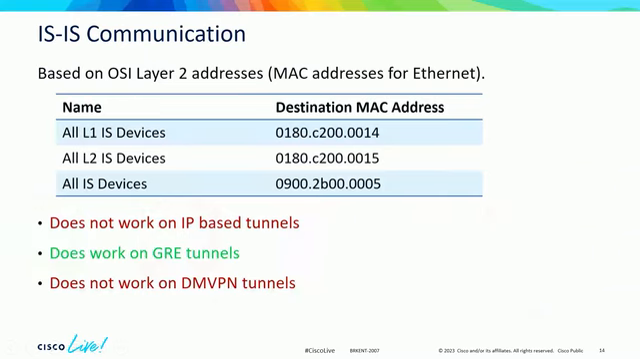So we talked about it being a layer 2 communication protocol. This is just some of the destination MAC addresses that we use with communication. If you ever need to do packet captures, these are gonna be the MAC addresses you're going to use. Because it's a layer 2 protocol, it does not work on IP-based tunnels. It doesn't work on DMVPN tunnels. It does work on GRE tunnels. So that's just something to bear in mind. Remember OTV? OTV worked off of GRE tunnels. That's how we got the magic to work.